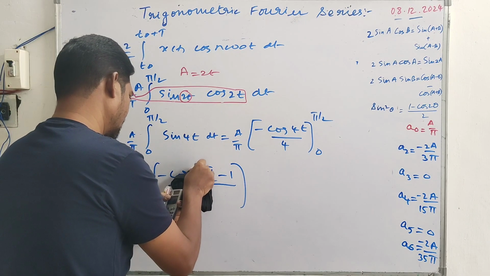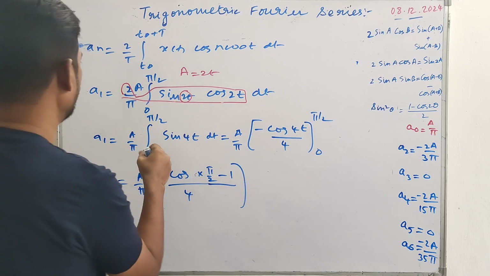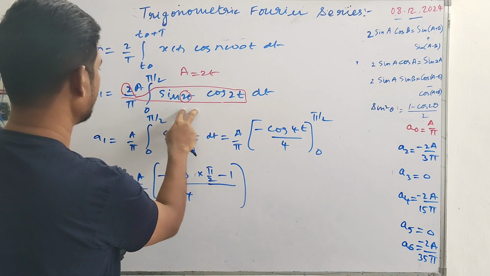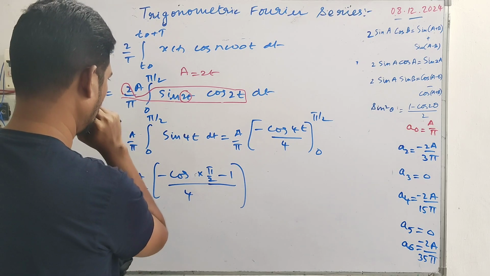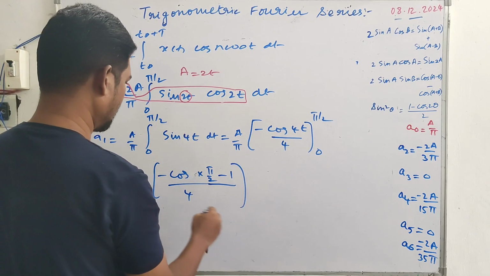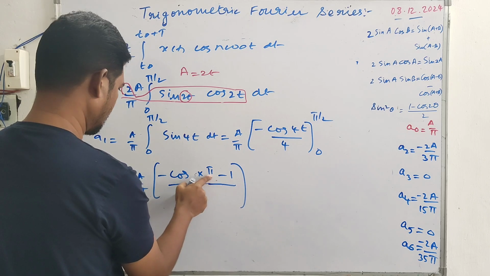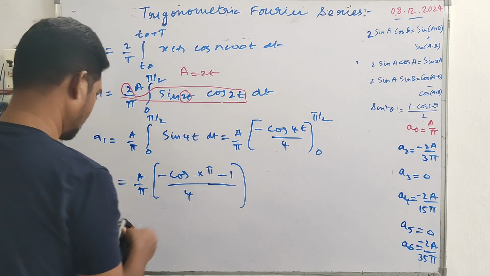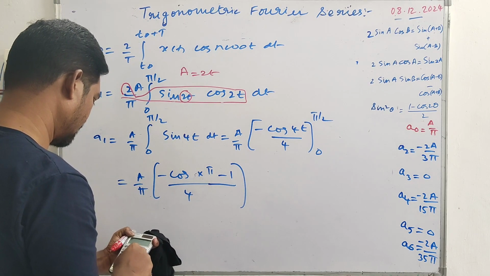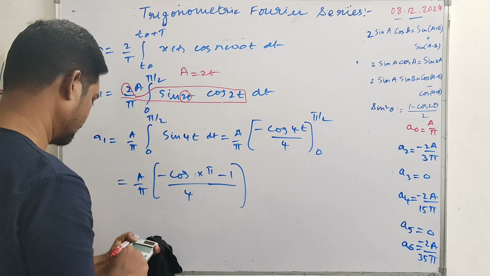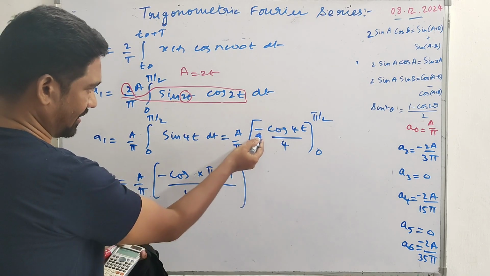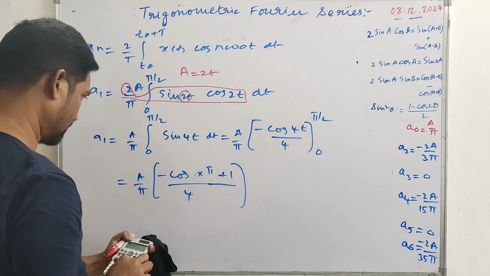Guys, where did I go wrong? It's sine 2t, and 4 over here, it's this one. So what do we have over here? Minus cos pi, it should be plus 1. Minus the lower limit, this has already a negative, so that one plus 1.